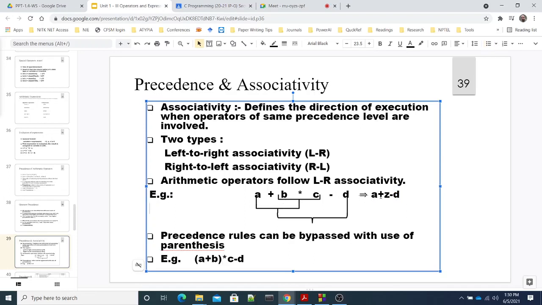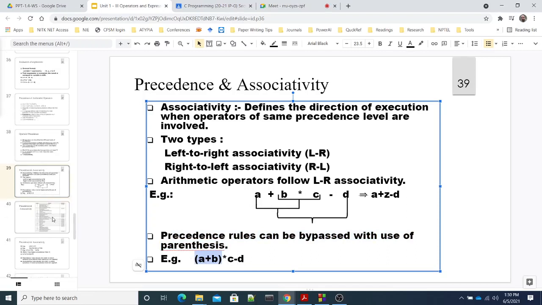Now, one exception: all precedence and associativity rules we can bypass using parentheses. Precedence and associativity rules we can defy or bypass using parentheses. So if I put parentheses, that is going to take place first. This is similar to mathematics. Brackets are given the highest priority. Whatever expression is in the brackets is going to take place first.